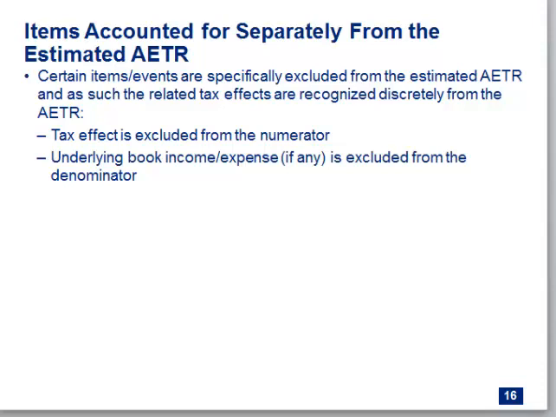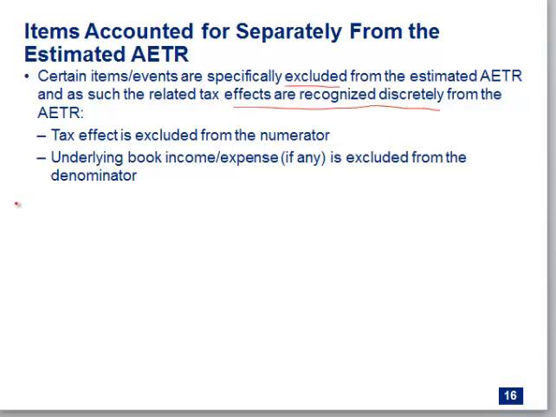Okay, so what we just learned was the mechanics of quarterly provisions before considering items that are separately recorded. Okay, and as we talked about a minute ago, Don had lots of those. And so we're going to learn about what those are and how you deal with them. So this slide basically says that certain items get excluded from the AETR. And for those items that are excluded, the effects are recognized discretely.